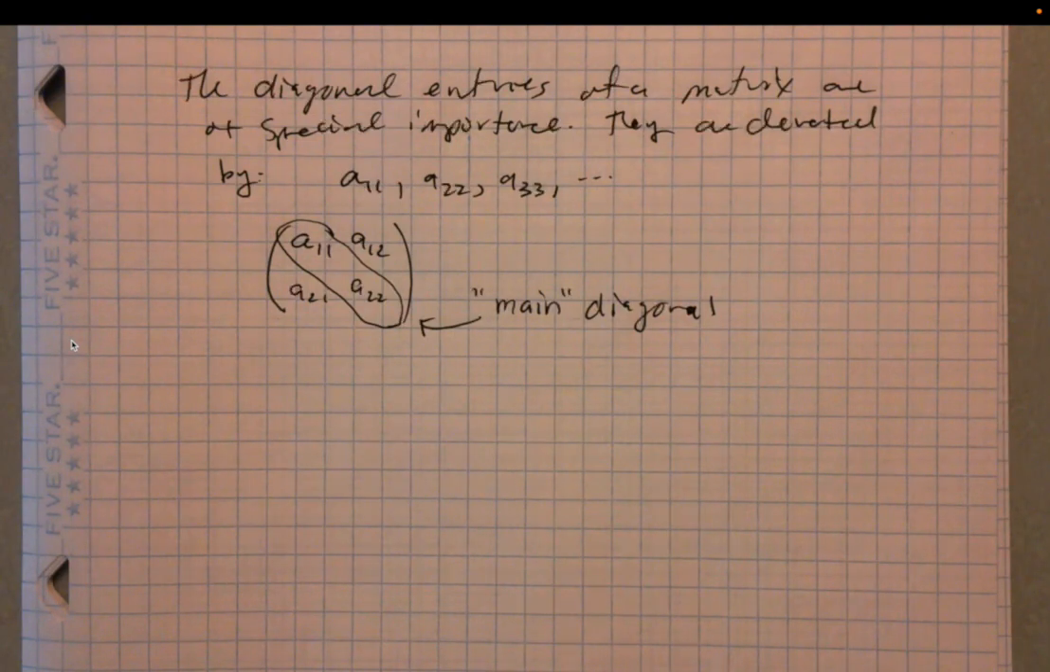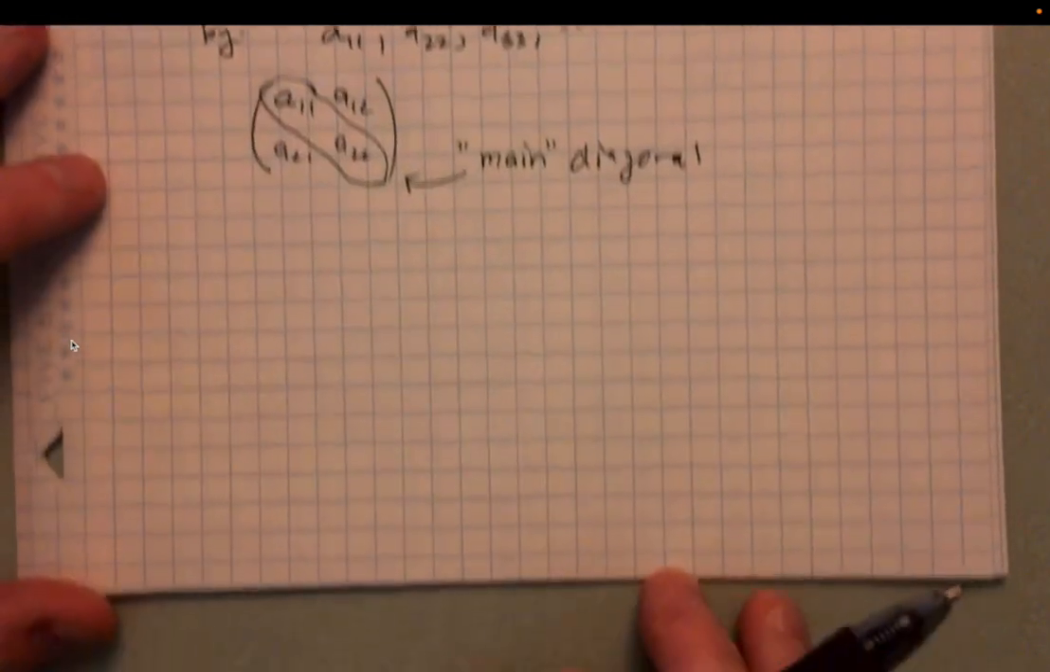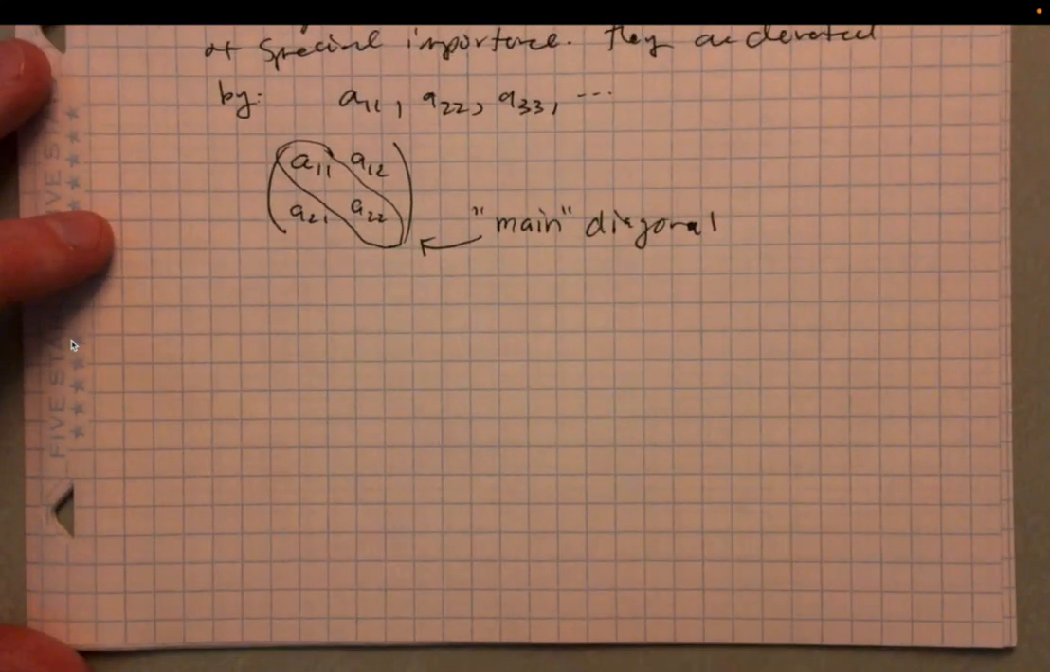Okay, very good. So just kind of fleshing out some ideas here. What does it mean for 2 matrices to be equal?